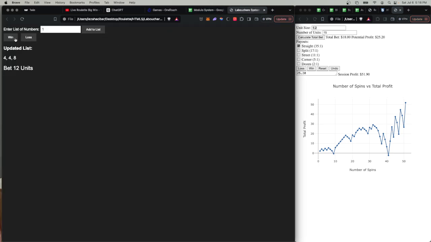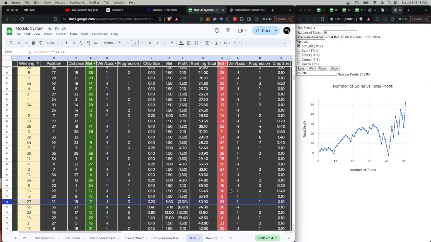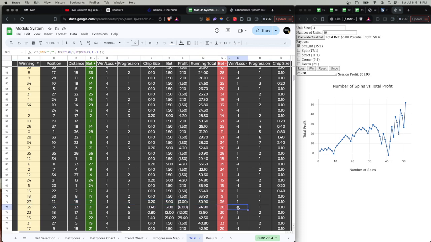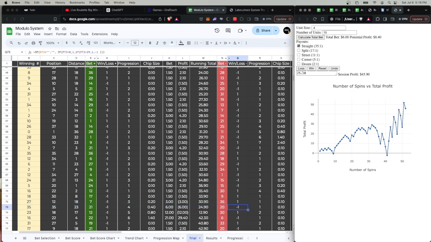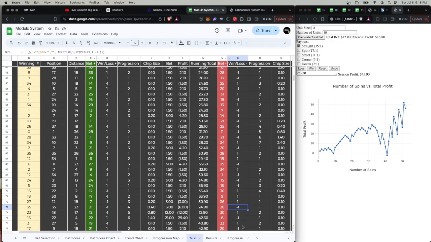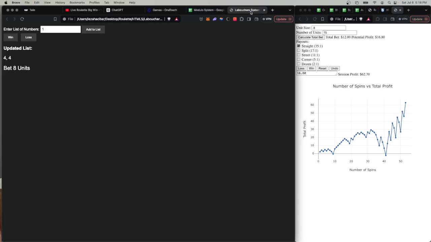And just like last time, we win. Brings us to a 4-unit bet. Calculate. Now we get a loss. So we're here. It's a loss. So a loss would bring us to an 8-unit bet. Which we win. And that also clears. Now we're clear to reset.